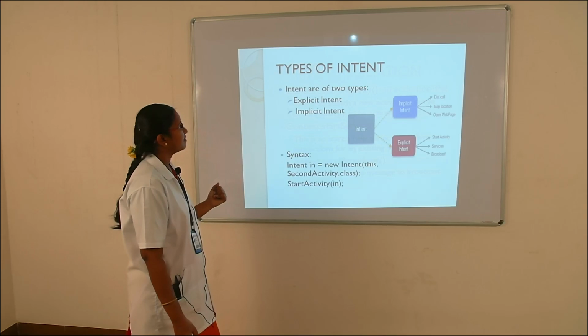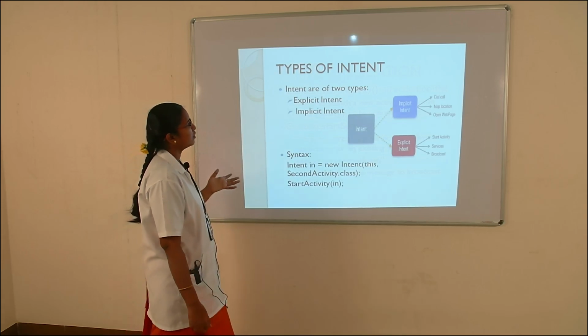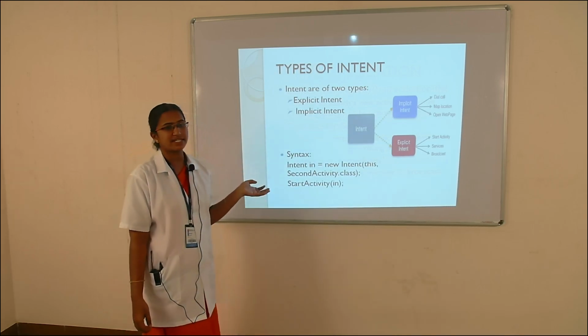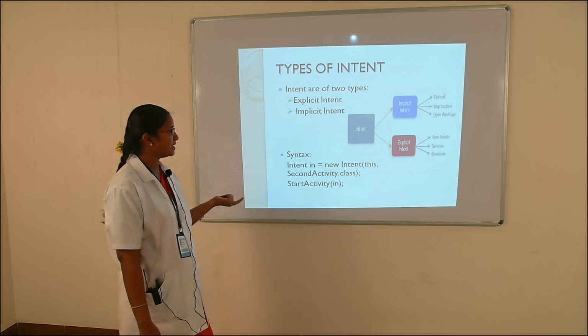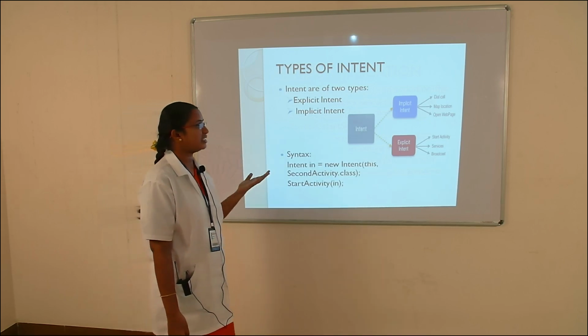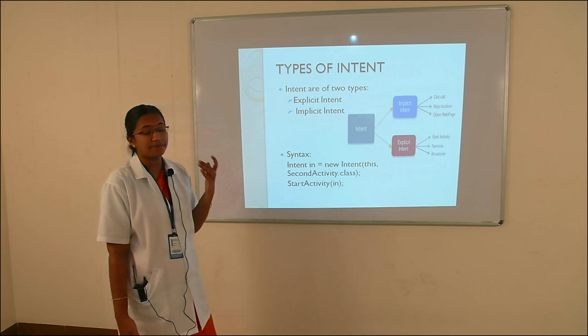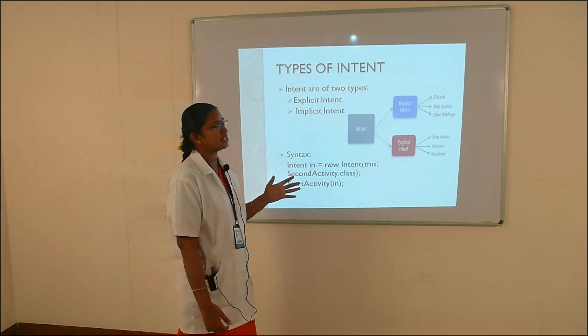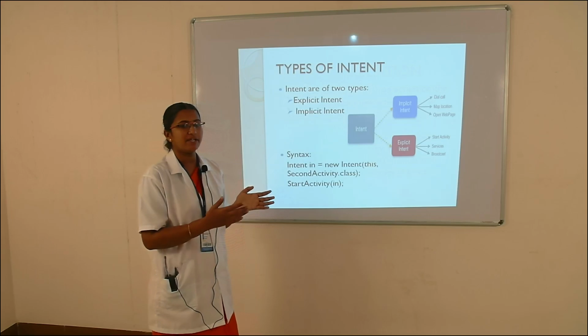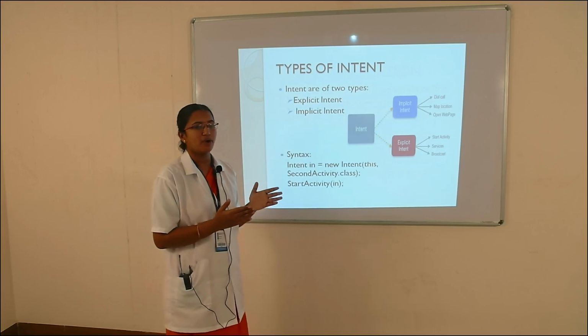So next, there are two types of intents. One is an explicit intent, and the next one is an implicit intent. Implicit intents are used to dial a phone call, show a map location, or open a web page. Here an implicit intent communicates between two applications.